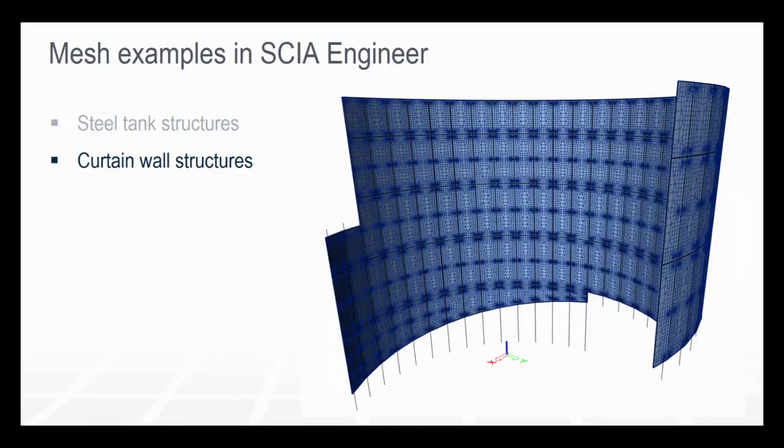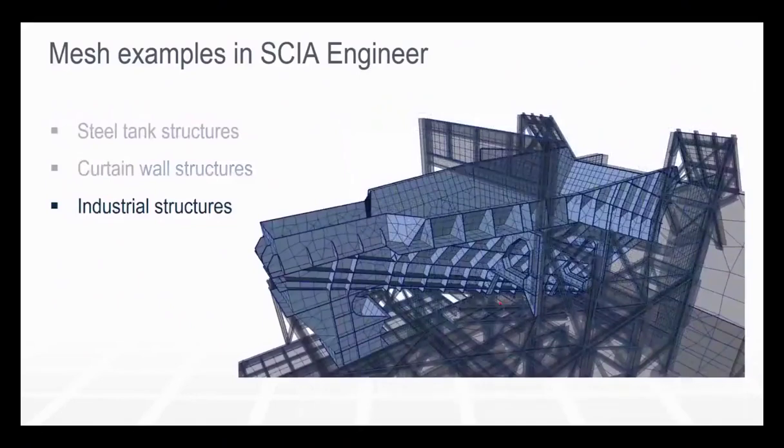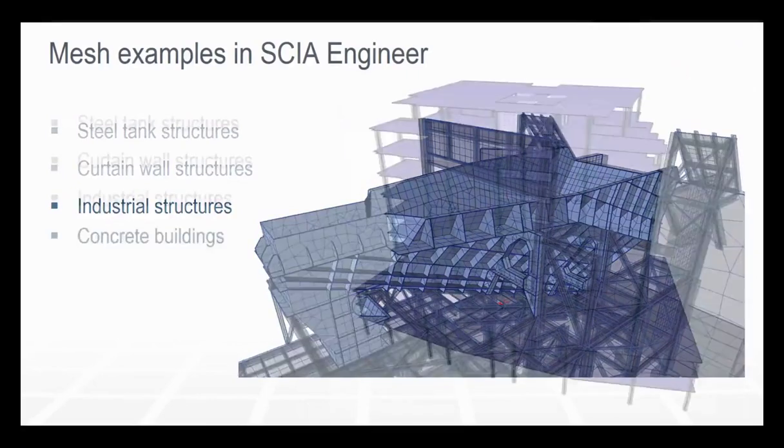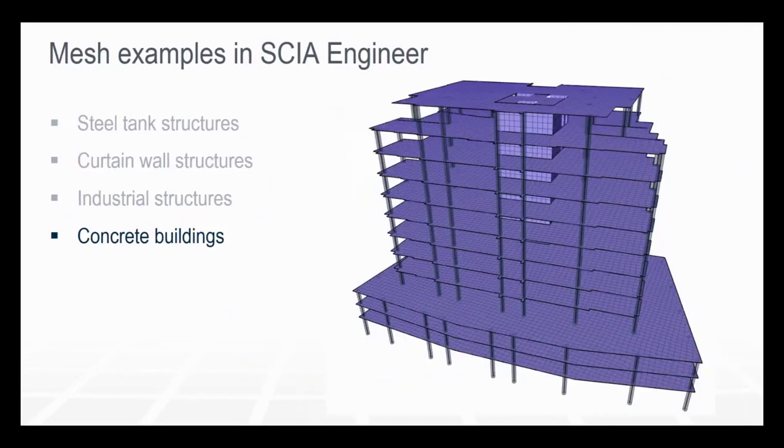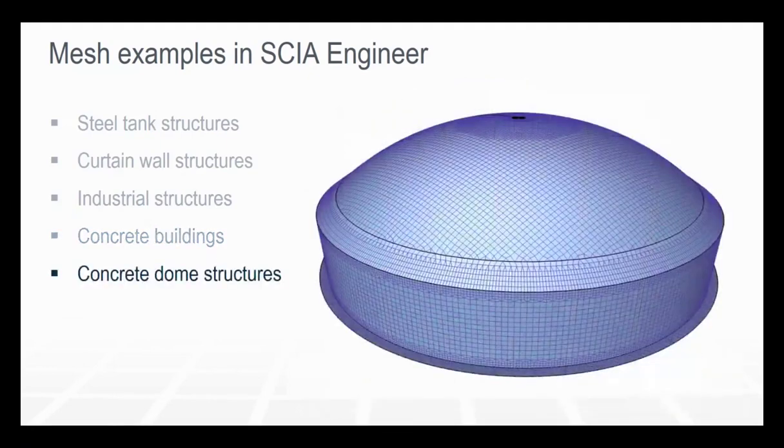We have curtain wall structures. This is a really large curtain wall structure. You can see the refinements at the individual spider connections. Industrial structures: this is a large hopper for grain, and obviously you can see the mesh on this particular hopper. Concrete buildings: we're meshing the slabs on concrete buildings to get the accurate stiffness of a concrete slab. In this case, we can see on this high-rise building both the meshing in the shear walls and in the concrete slabs.